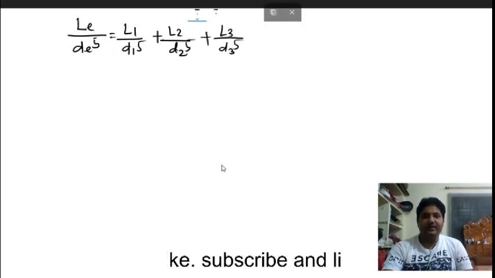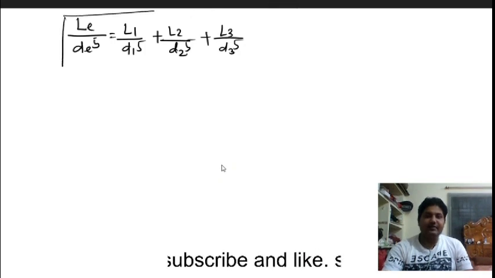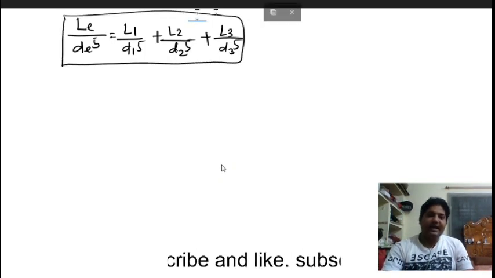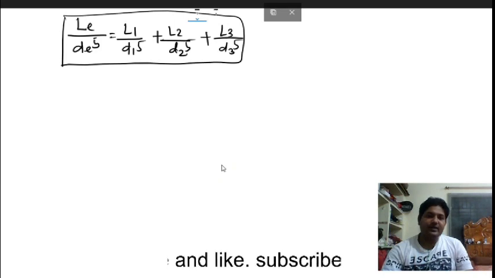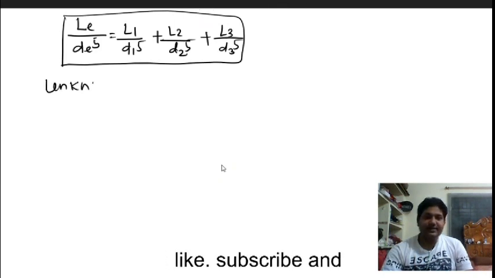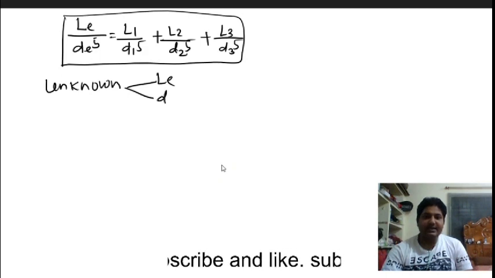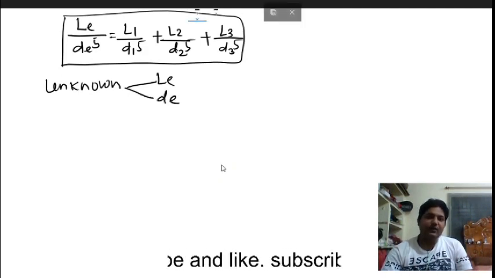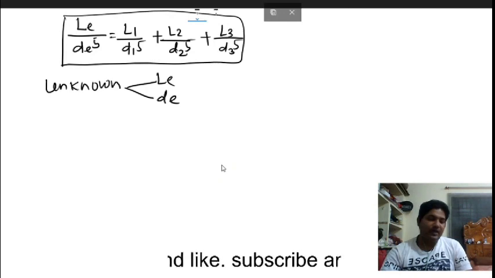So this is the relationship between this compound pipe, in which there are two unknowns. What are the unknown quantities? The unknown quantities will be LE and DE. L1 and L2 will be given to you.